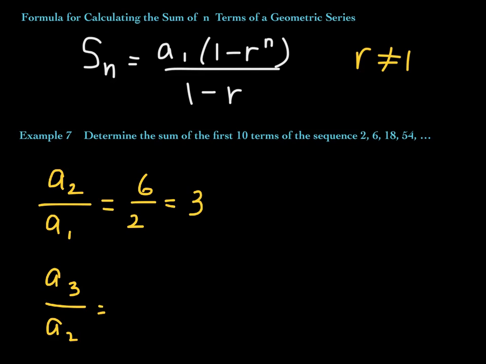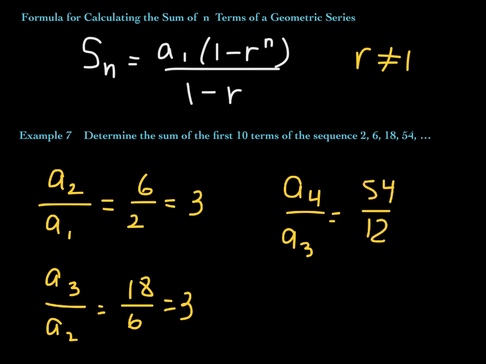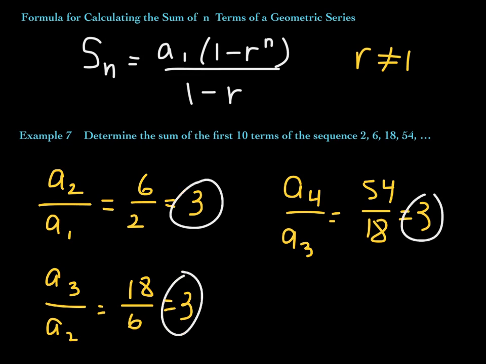So the third term and the second term would be 18 over 6, which is 3. Let's do it again. Fourth term over the third term. Do you remember doing this in the previous lesson? This would be 54 over 18, which is 3. So what I want you to really zero in on here is that it's a common ratio. Because it's a common ratio, I know for sure this is geometric. And because it's geometric, I'm allowed to use the formula.